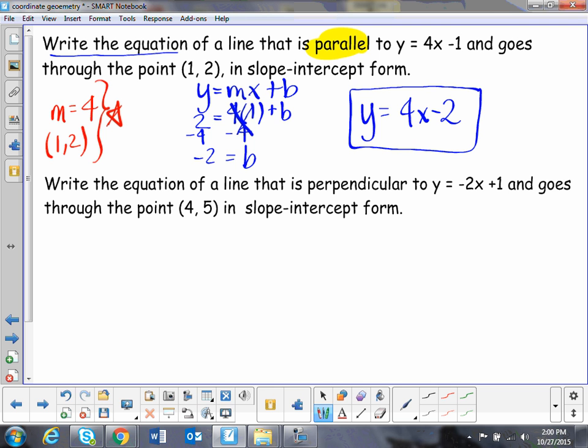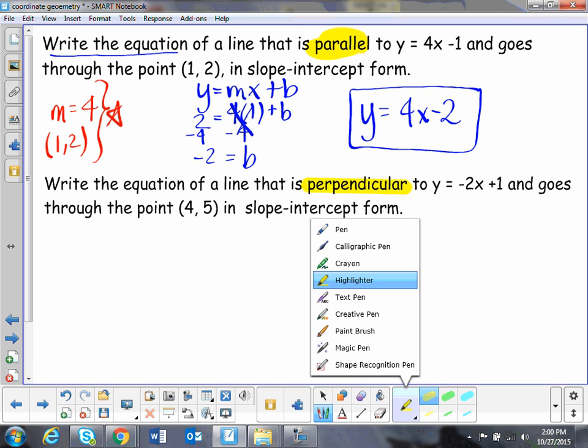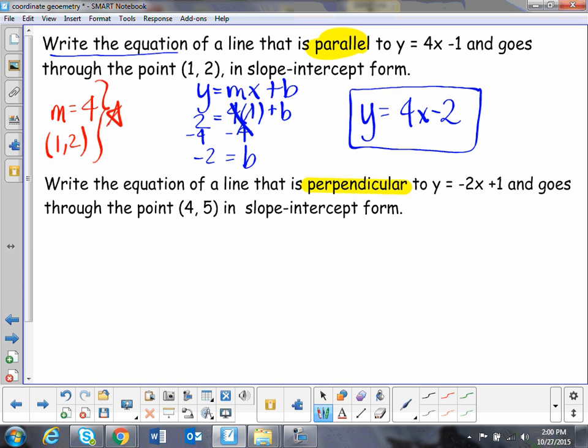The next one has to do with what? Perpendicular. So already I would highlight that. Like, you got to think in your head when you're highlighting it. You got to be thinking opposite reciprocal slopes. Okay, and then it's going to be perpendicular to that, and it's going to go through that, and we're going to write it in slope-intercept formula.